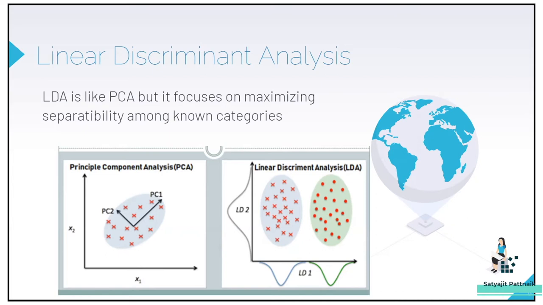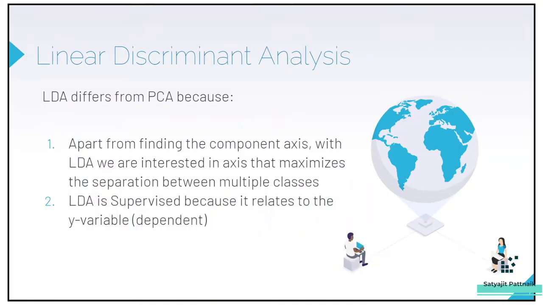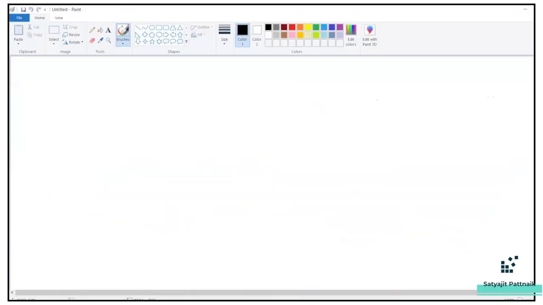Apart from that, there are some minor differences as well. Let's see what the differences between LDA and PCA are. As I said, apart from finding the component axis, with LDA we are interested in the axis that maximizes the separation between multiple classes. LDA is supervised because it relates to the Y variable, or you can call it the dependent variable, right?